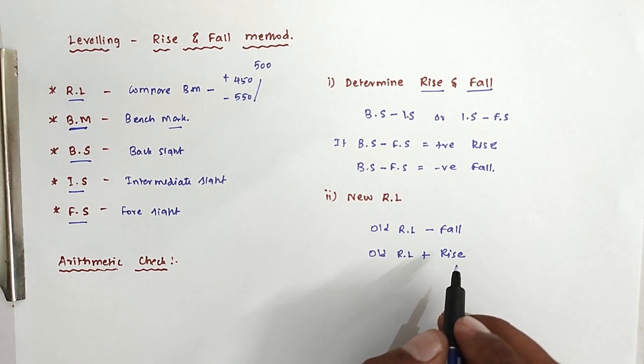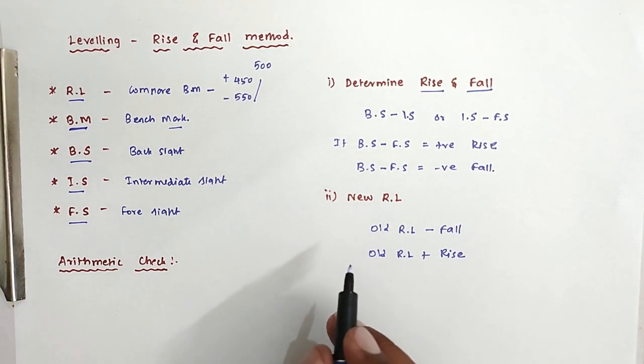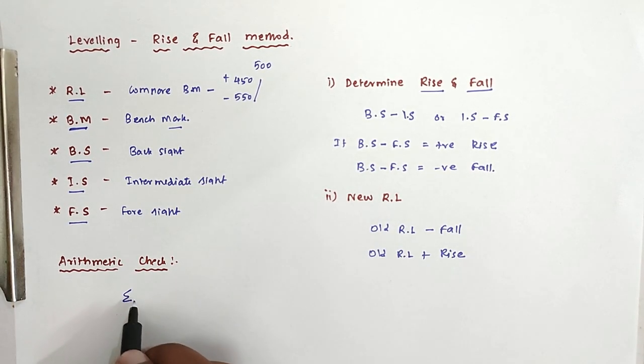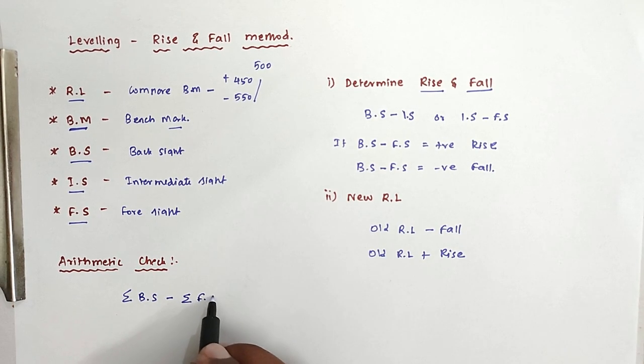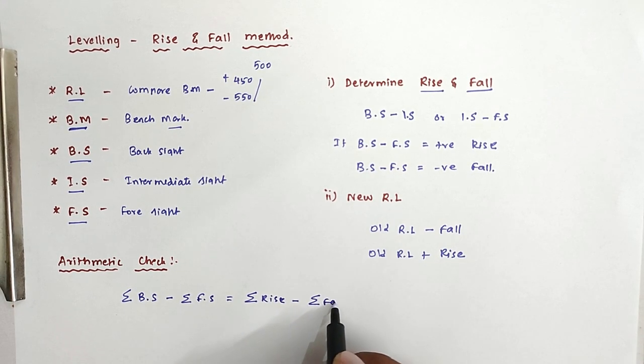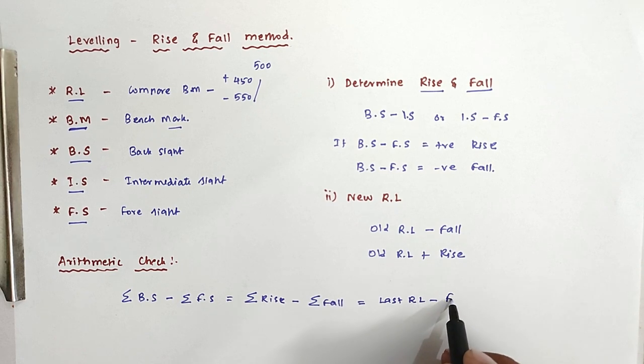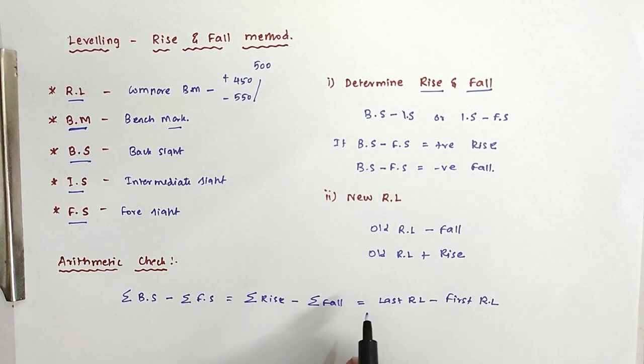Okay, next thing is the arithmetic check. How can we check whether this process is correct or not? We can check: summation of backsight minus summation of foresight equals summation of rise minus summation of fall, equals last RL minus first RL. Okay, from the relationship we can check whether this process is correct or not.